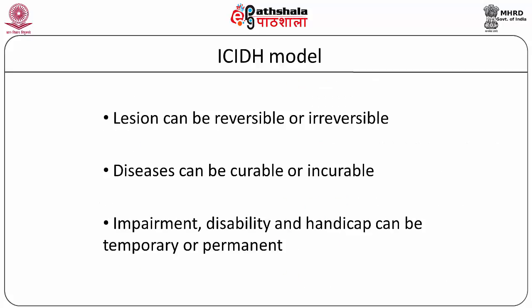The lesion can be reversible or irreversible. That means it is possible to repair the lesion, or many lesions are irreparable. Diseases similarly can be curable or incurable. Likewise, the impairment, disability and handicap can be temporary or permanent. The temporary one goes away with the repair of lesion. In many diseases, the lesion is irreparable and the person has to live with permanent impairment, and he faces inherent difficulty in performing many activities of his life. This condition may be said to give rise to the condition of permanent disability.